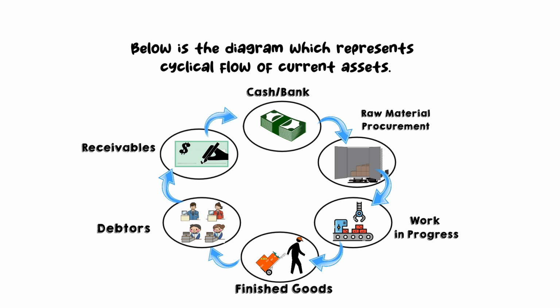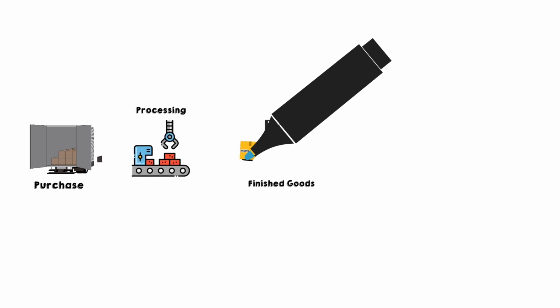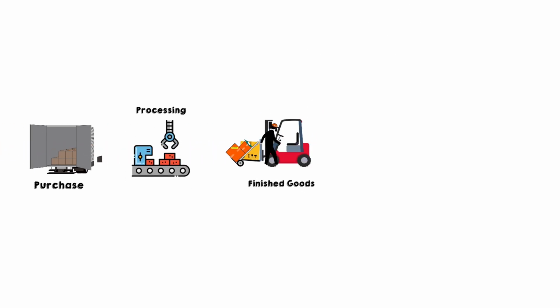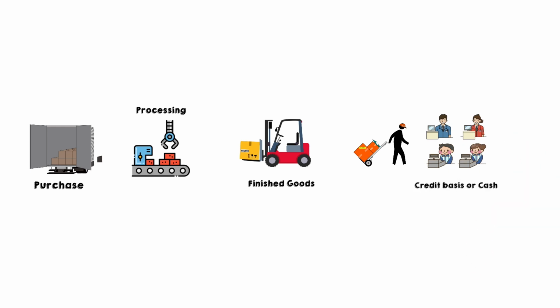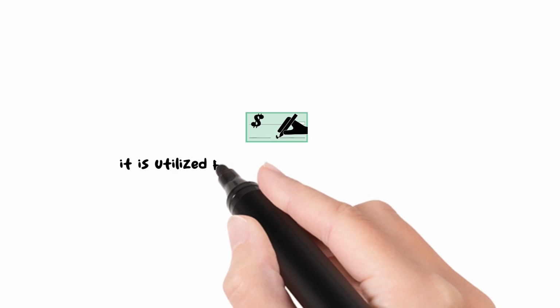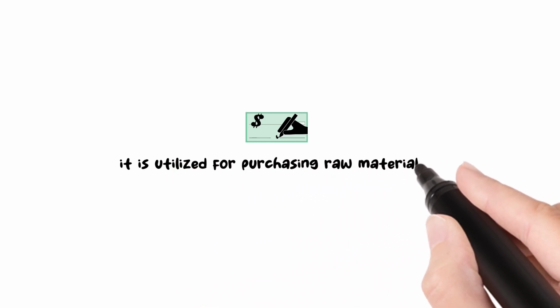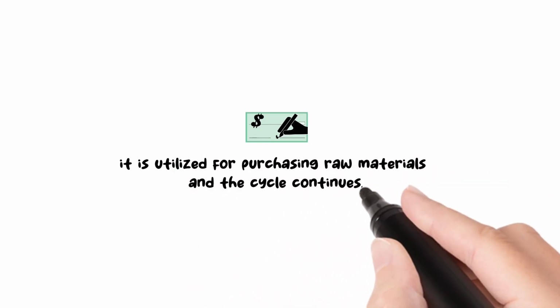Cash in bank account. The raw materials are purchased and put into process. Once they get converted into finished goods, they are sold to distributors on credit basis or cash. When the collection is received, it is utilized for purchasing raw materials, and the cycle continues.